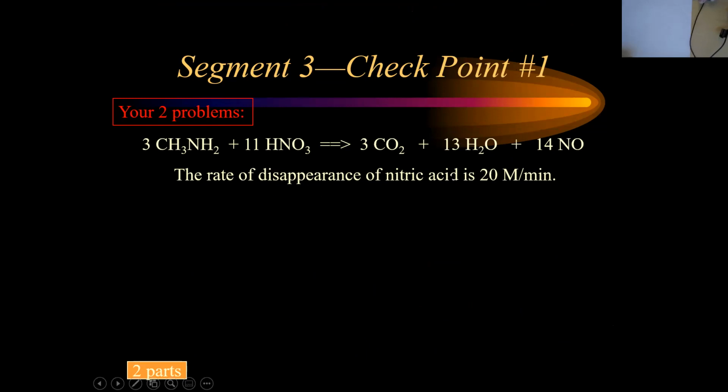So the rate of disappearance of nitric acid is 20 moles per liter per minute. Now notice I said disappearance and I didn't put a negative sign here. Disappearance told me it was negative. If I said the rate of disappearance is negative 20 moles per liter per minute, I would actually be saying, by English correctly, it's a double negative. So I would be saying it's positive, increasing.